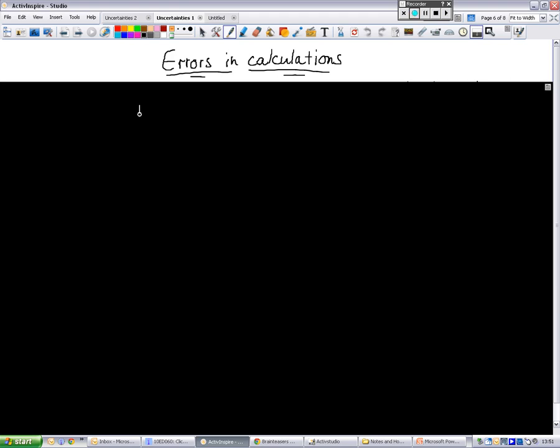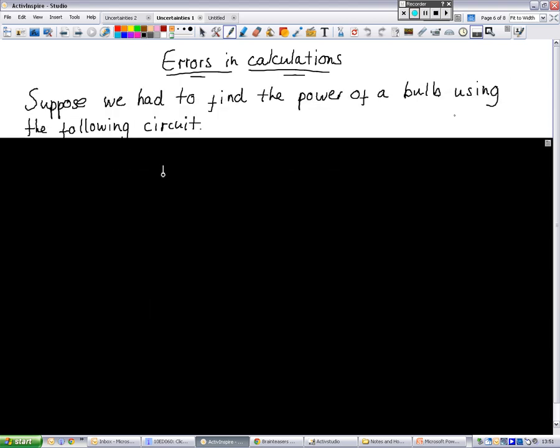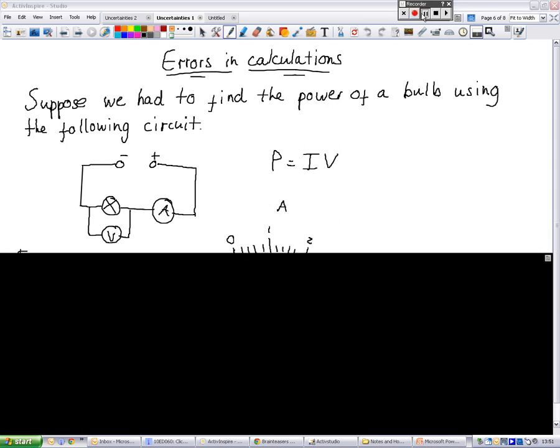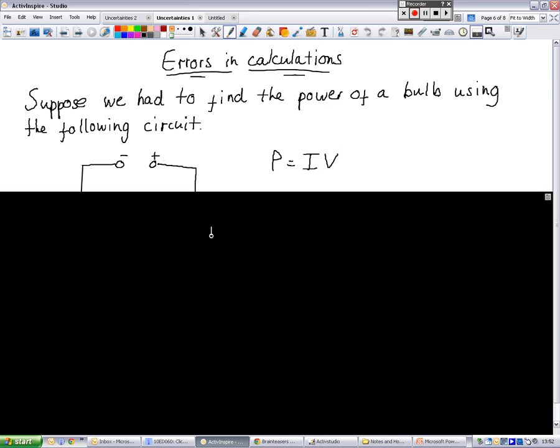The types of errors that we need to be able to deal with in Higher Physics include percentage errors, which really apply when we are doing calculations. So if you've got a circuit like so, and we want to calculate power, we can get voltage from here, we can get current from here, and we can use P equals IV.